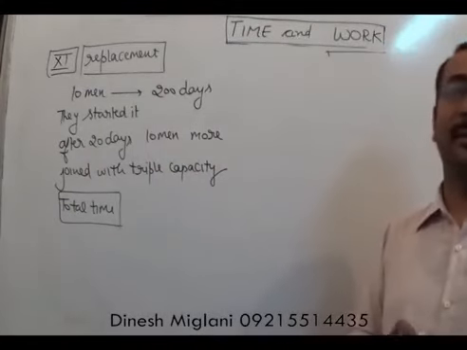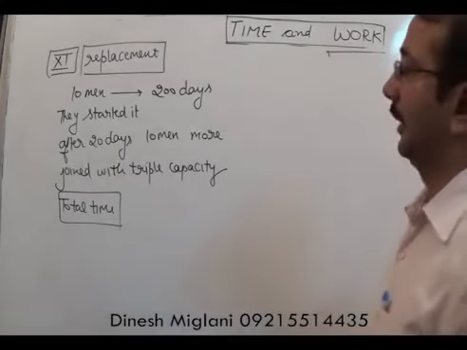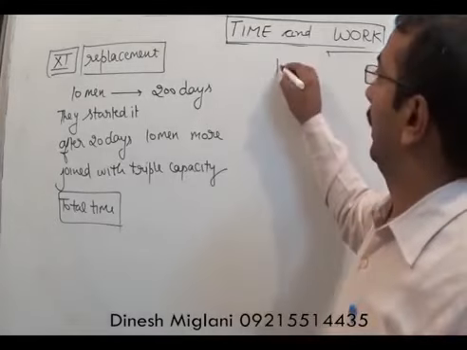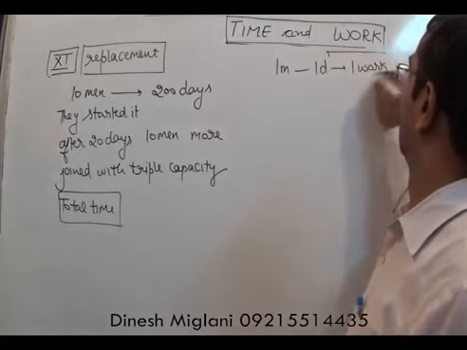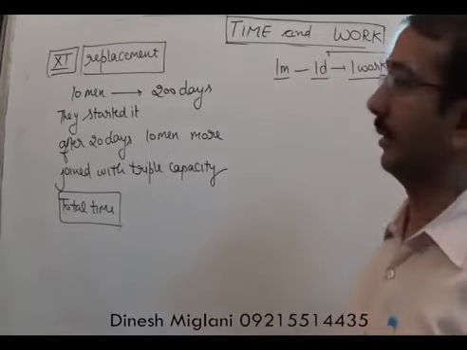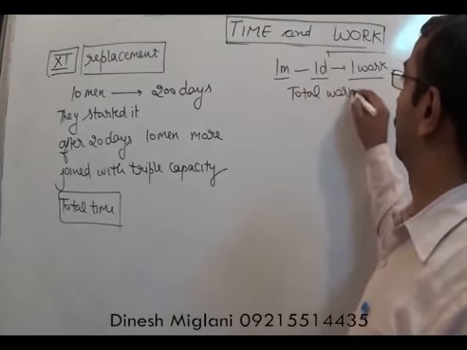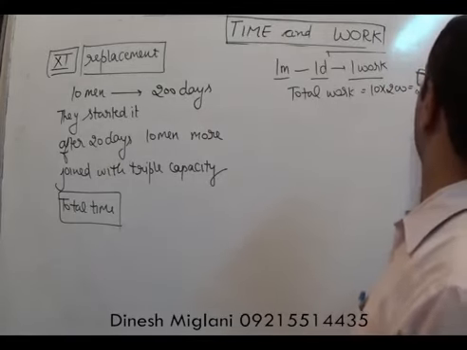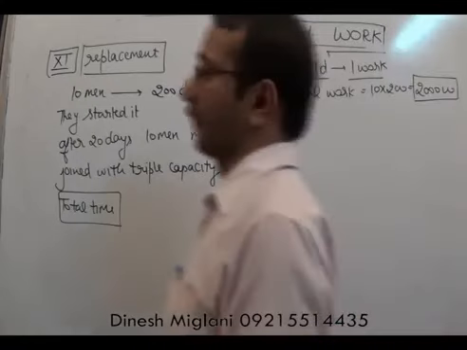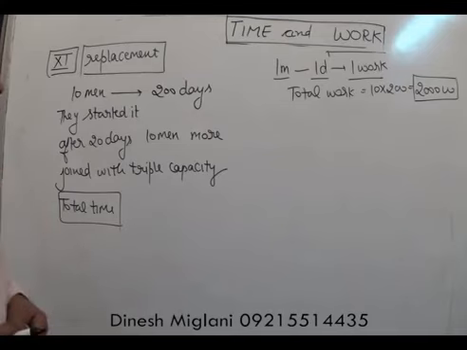This question can be taken the same as the concept of the garrison of the food that I discussed earlier. If I assume that one man in one day does one work, it means the total work done by 10 men in 200 days would be 10 into 200. This is equal to 2000. That is my total work. I have assumed that one man's one day work is 1. It means 10 men's 200 days work is 2000 work, right?